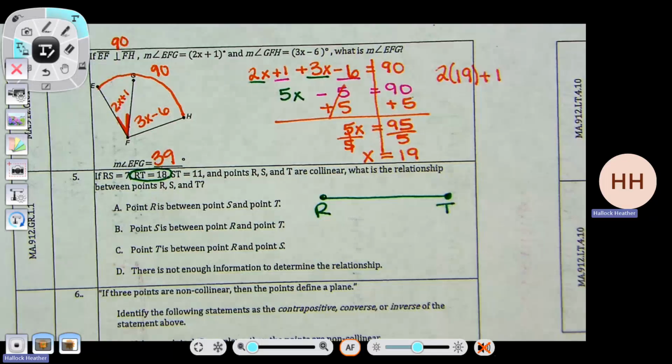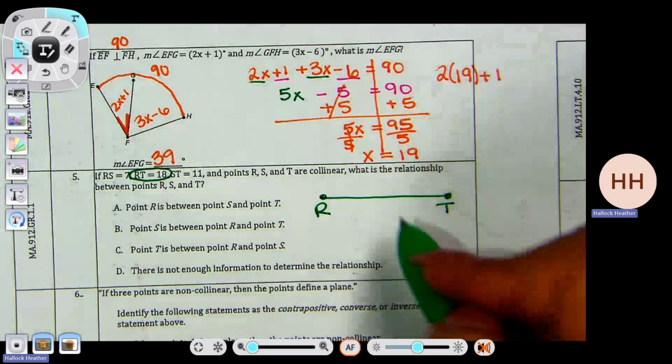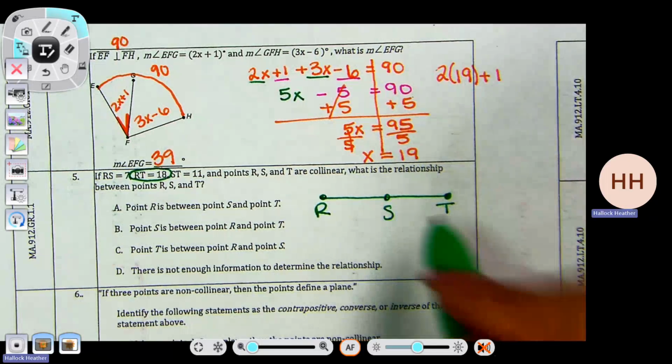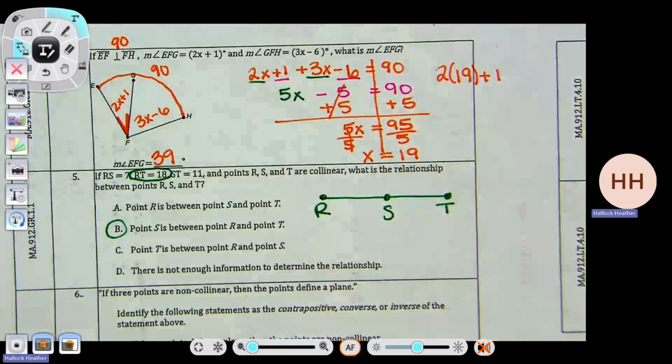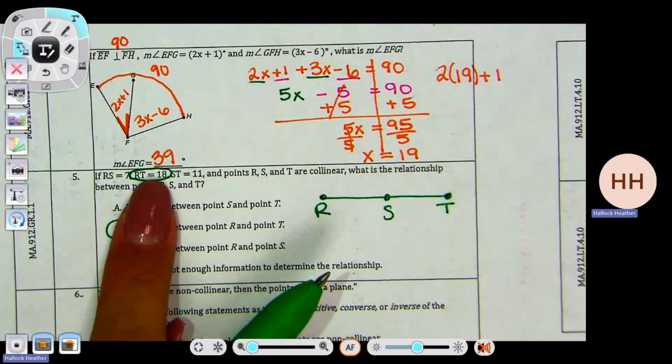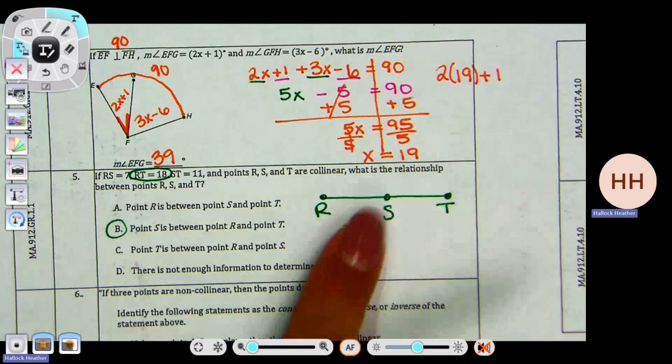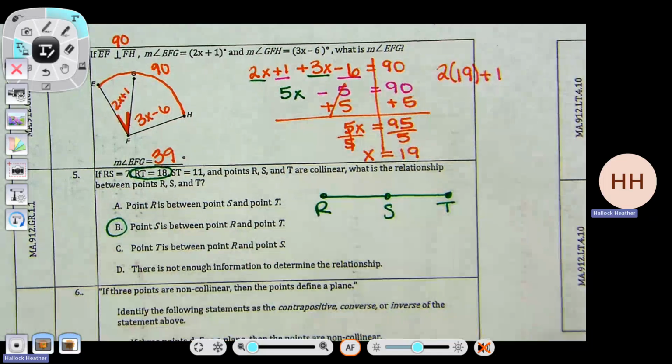The one that would have to go in the middle would be S. So S would have to be between R and T. So I think you should just pick the longest one. Whatever letter's not in the longest segment is the missing one that's in the middle. So S is between R and T.